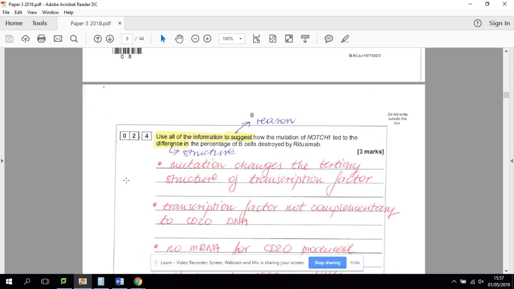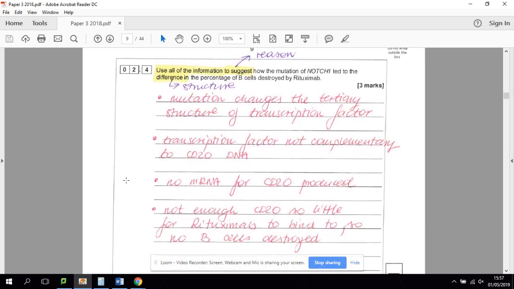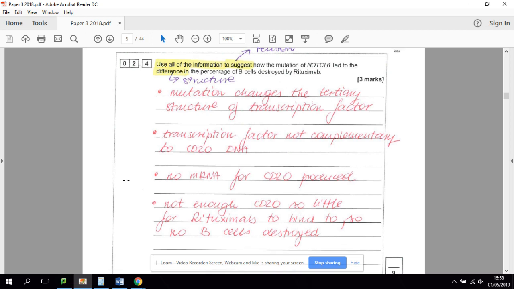So what mutation causes, and that's just you recalling stuff, is changes in the tertiary structure of the transcription factor. So the transcription factor is not complementary to the CD20 DNA, so mRNA is not produced, so obviously then the polypeptide is not produced, so not enough proteins, so little for drugs to bind to, okay, so B cells won't be destroyed. So that's one of the suggestions to achieve 3 marks.